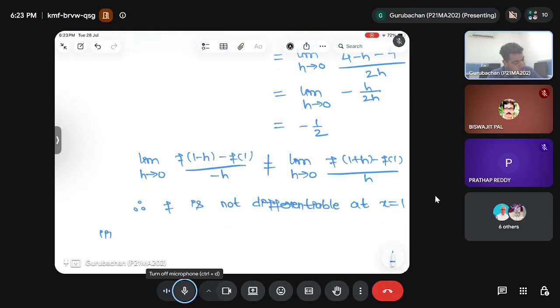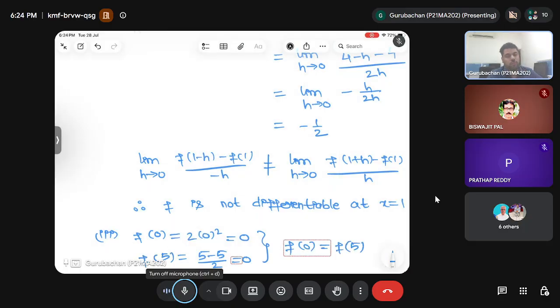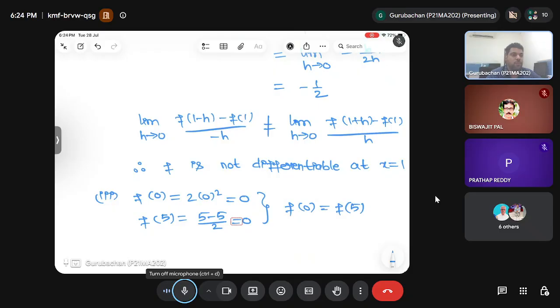The third condition we were checking: f of 0 is 2 into 0 square, which is 0, and f of 5 is 5 minus 5, which is 0. So from here we can say that f of 0 is equal to f of 5. So two conditions of Rolle's theorem are being satisfied, but differentiability is not being satisfied.